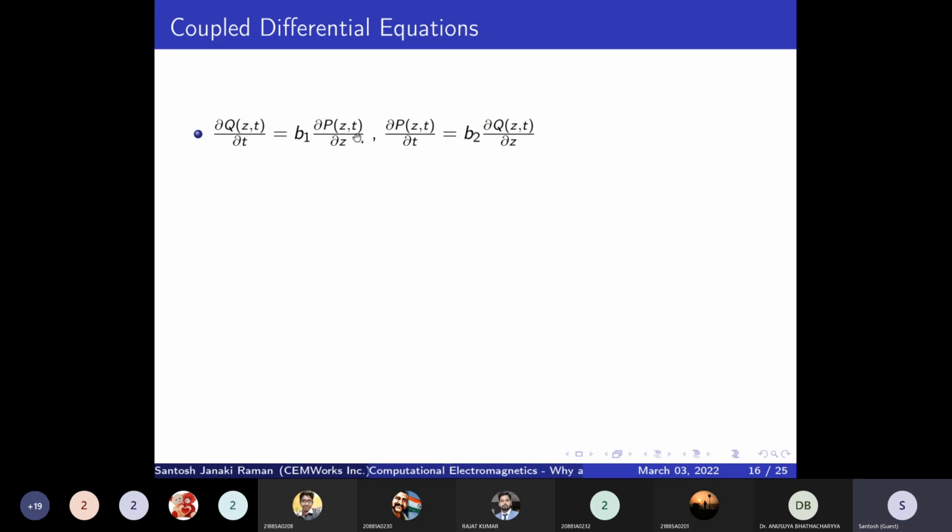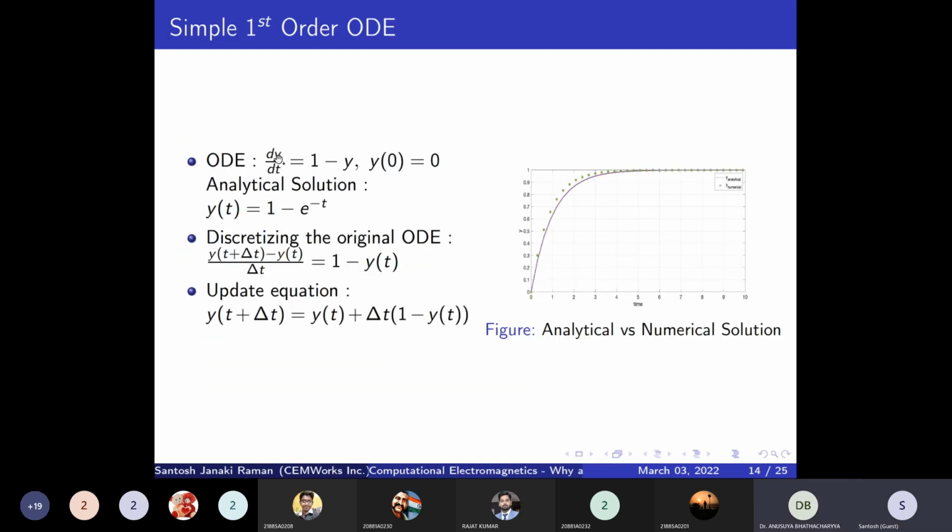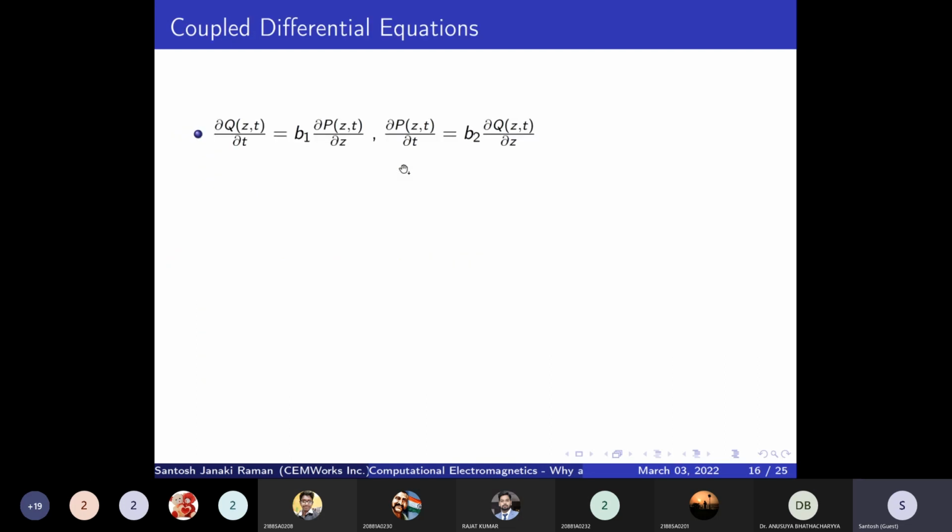And you have to solve these differential equations. Now, in the previous case, you wanted to find y at all the times, right? This is what you did. You were given the value of y at one specific time, that is t equals 0. In this case, you are given one of the two quantities, that is, q at one particular z for all times. It could be a source, for example, a voltage source or any kind of source, right?